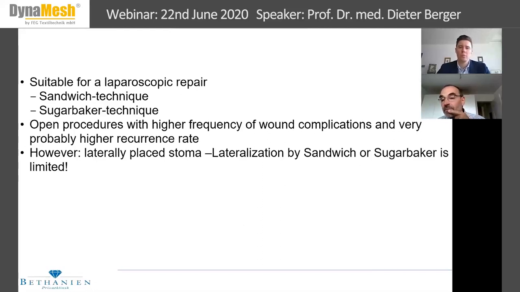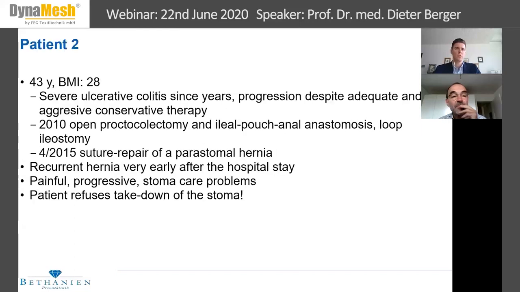How about restoma in another place? Yeah, that is a good idea, but always with a prophylactic mesh. If you relocate the stoma in a patient with a parastomal hernia, it's absolutely necessary to use a prophylactic mesh. And I would say it's really a mistake if you do it without a prophylactic mesh. But of course, this is a good idea. And it was absolutely the limitation of the sandwich or Sugarbaker technique. Okay. Thank you. I agree with restoma with a prophylactic mesh.